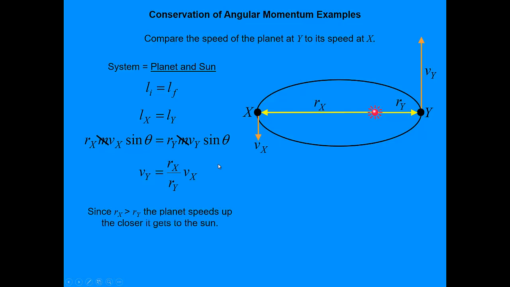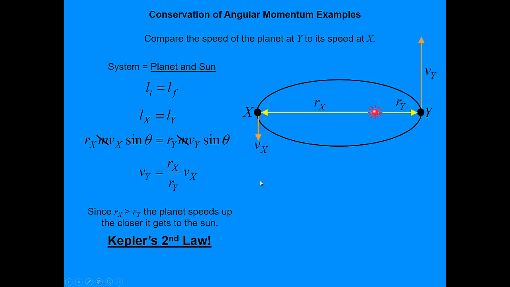Note that what that is telling us is that the closer the planet gets to the sun, the faster it will go. So as the planet moves from x around to y, it's just going to get faster and faster and faster. Now you might remember that as something called Kepler's second law. So this is really an angular momentum approach to proving Kepler's second law. That was the law of equal areas and equal times, but the corollary was planets move faster the closer they get to the sun.